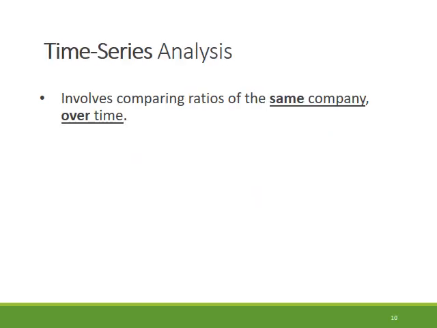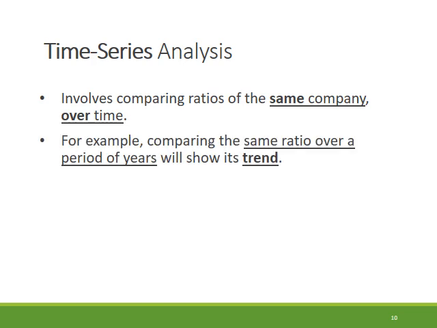Time series analysis involves comparing ratios of the same company over time. So it's one company over a period of a number of years. For example, comparing the same ratios over a period of years will show the trend. Is it going up or down? Is it improving or worsening?